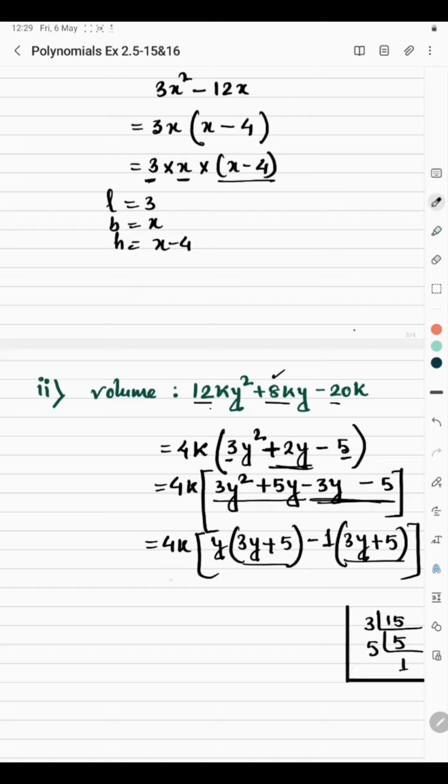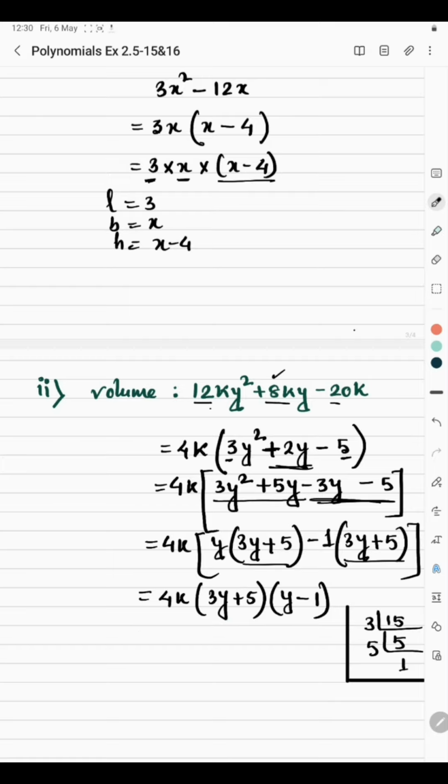Now 4k will remain the same, and from these two factors, (3y + 5), we'll take it, and from these two factors we'll take 1, and (y − 1) is another factor. Now see, here 4k is multiplied by (3y + 5) multiplied by (y − 1).